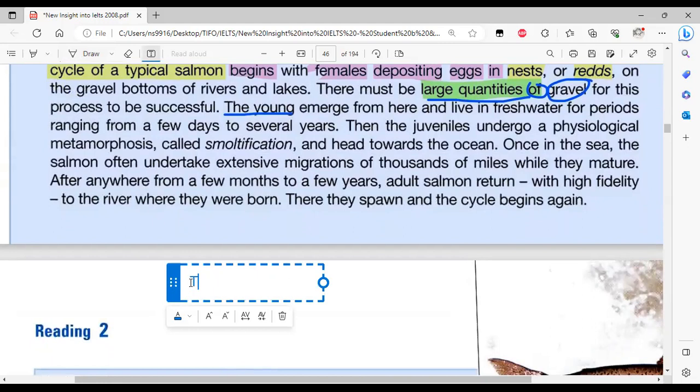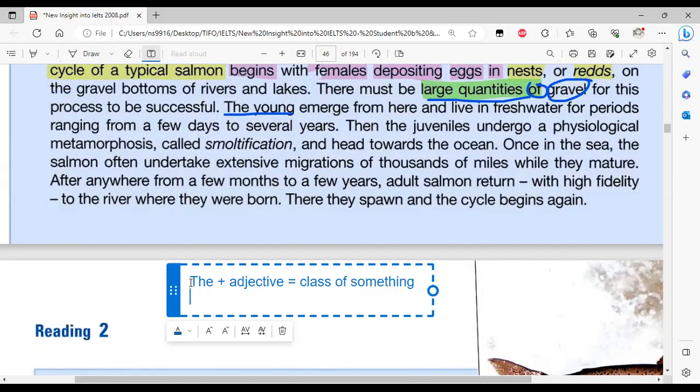إذا عندك the plus adjective، بس ما وراها noun. So the plus adjective بس هذه قاعدة. هذه تساوي a class of something. مثلا لما نقول the blind، شو يعني the blind؟ Cannot see. Blind. الأعمى. إيه cannot see.